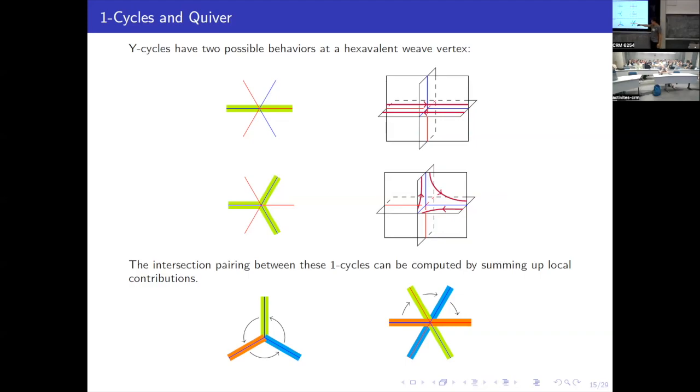Versus at a hexavalent vertex, right? The only thing that will give you contribution is the one that's going straight through, and this one intersects once with this, intersects once with this, and this intersects once with this, and that's it. Right? Okay, so now I can lay down the framework for how you use weaves to describe a cluster ensemble structure.